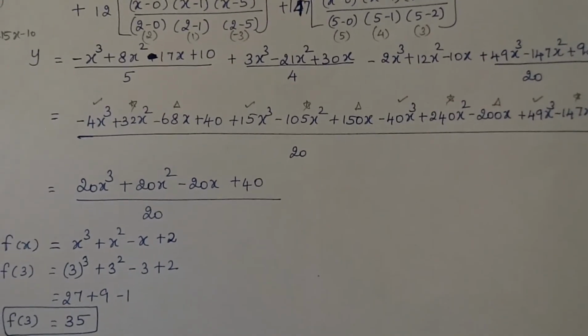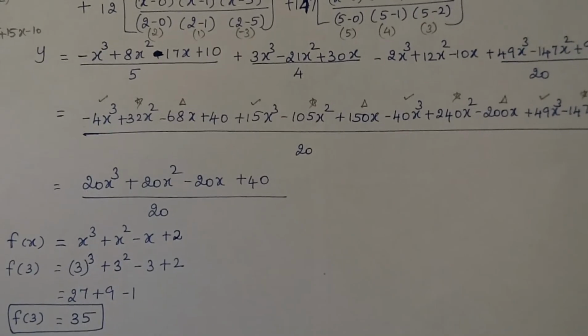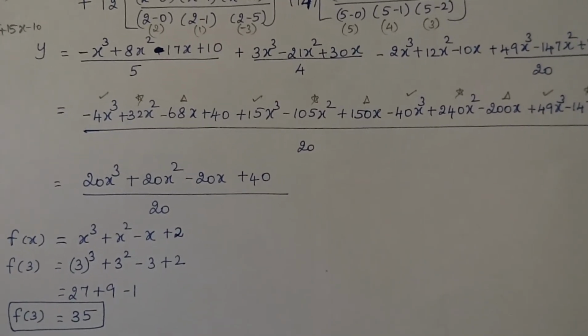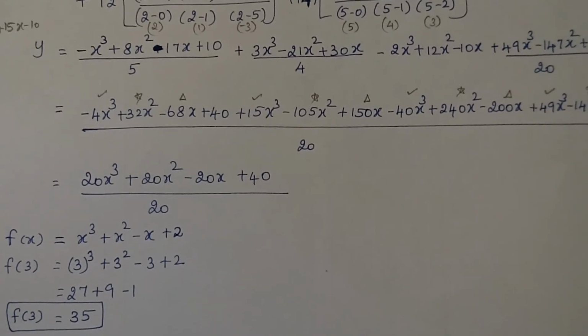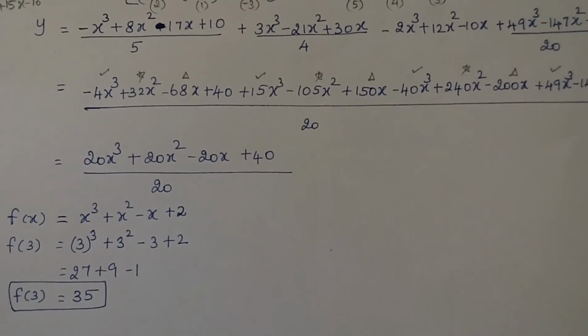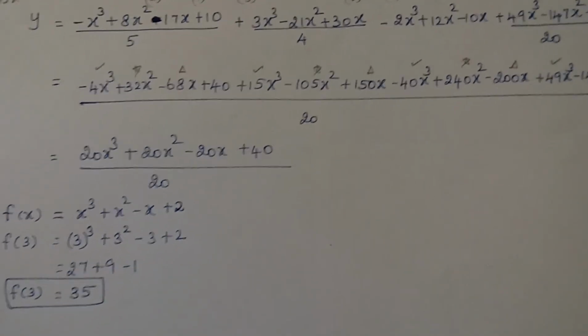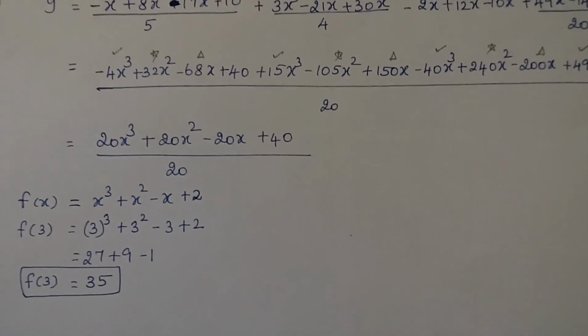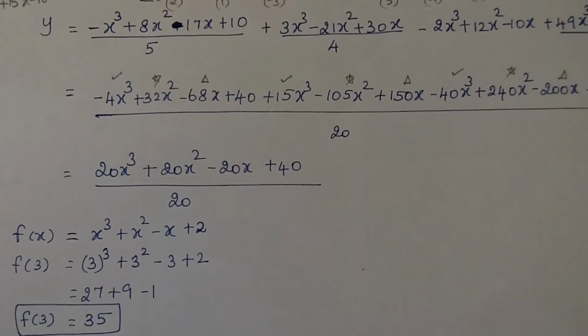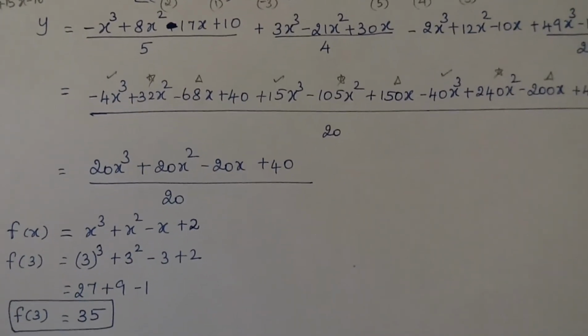So once you get the polynomial, what is the value they ask you to find? f of 3. Just apply 3 in the place of x. It is 3 cube plus 3 squared minus 3 plus 2. 3 cube is 27, 3 squared is 9. So 27 plus 9 minus 1, that is equal to 35. f of 3 is equal to 35, and the polynomial is f of x is equal to x cube plus x squared minus x plus 2. Thank you, friends.